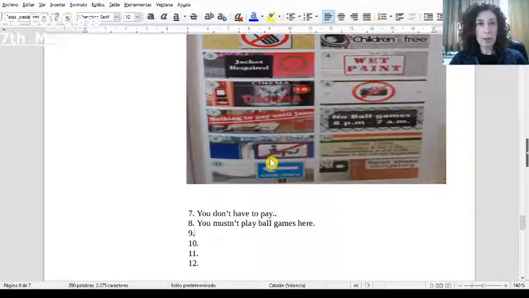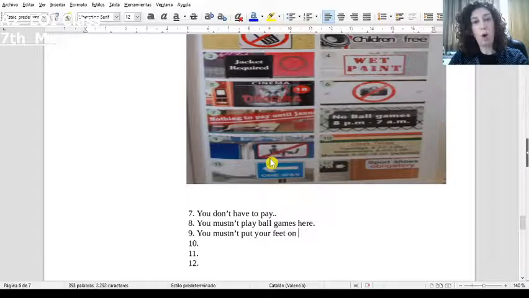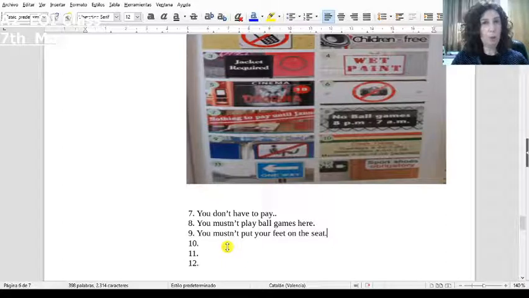Number 9, look at the sign. There is a man. The feet are standing on a bench. What do you think? It's prohibition, yeah. Then you mustn't put your feet on the seat. It appears a lot on buses or trains. En els autobusos ho posen molt i els trens també. You mustn't put your feet on the seat. Está prohibido poner los pies. And they have to pay high fines. Han de pagar multes molt elevades. It's prohibited.